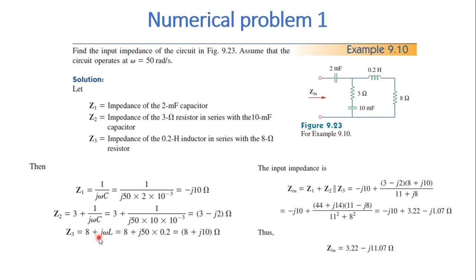And Z3 is the impedance of the 0.2 Henry inductor with the 8 ohm resistor in series. So resistor value 8 plus, for an inductance the impedance value is j omega L. So substitute the value of omega and L and find out the value of Z3. Now we have Z1, Z2 and Z3. So the total impedance can be obtained by Z1 plus Z2 parallel with Z3. This branch and this branch are in parallel. So simplify this and find out the value of total impedance.